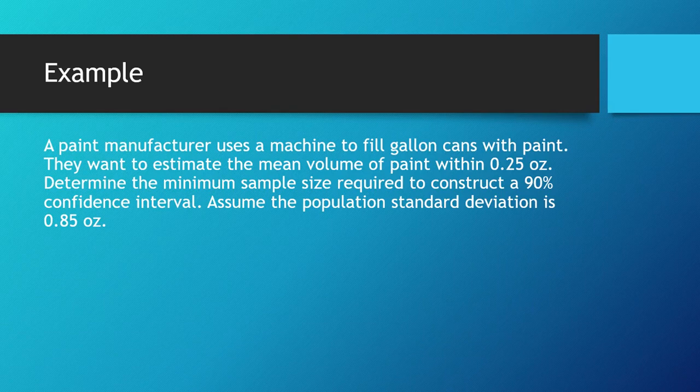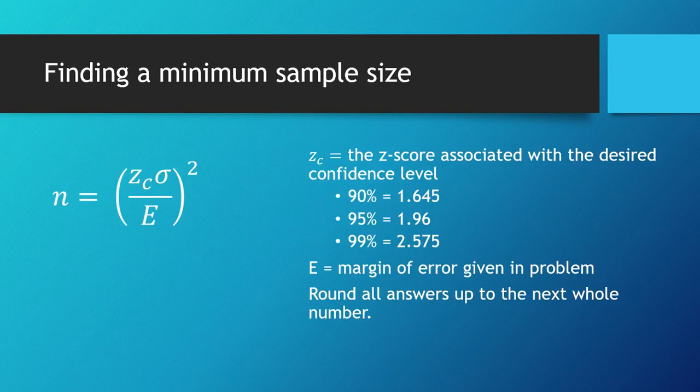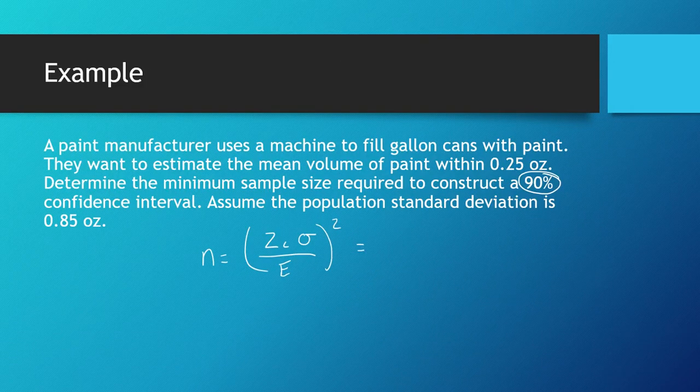All right, so we're going to use that formula from the previous slide. For Z sub C, we're going to do a 90% confidence interval, so the Z number that goes with 90% is 1.645. That is multiplied by sigma, which is standard deviation, so that's 0.85. That's going to go over the margin of error, and that's where we look for the word within. The margin of error they're giving us is 0.25 ounces. They want our numbers to be within 1/4 of an ounce. And then this whole thing is squared.